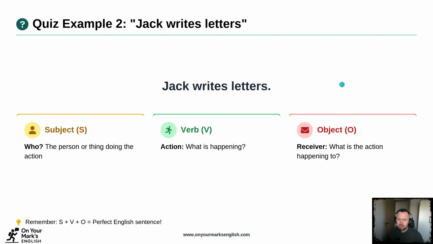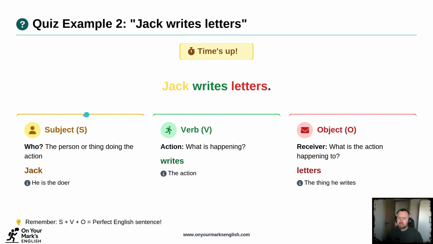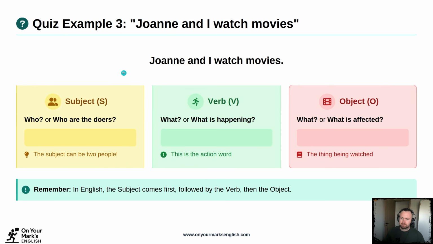Okay, time is up. Let's have a look. If you said Jack is the subject, you are correct. If you said writes is the verb, you are correct. And if you said letters is the object, you are also correct. Who? Jack. What is Jack doing? Jack is writing. Jack writes. And what is he doing it to? The letters. He's writing the letters. Jack writes letters.